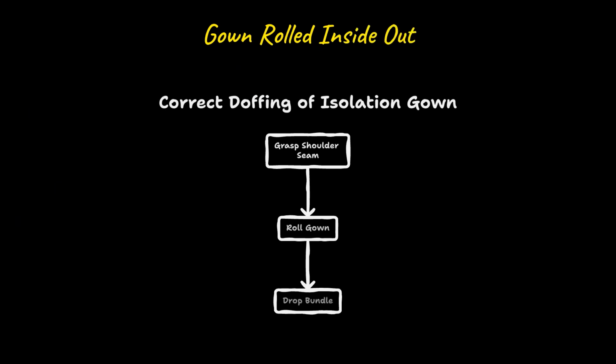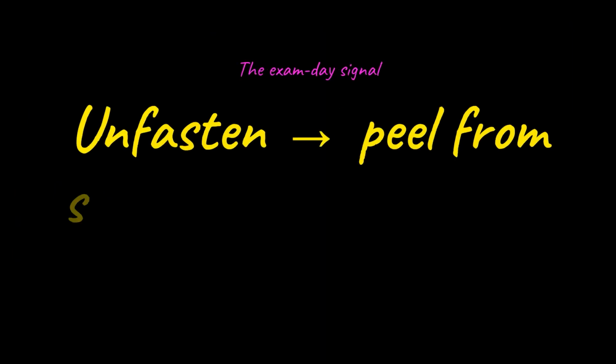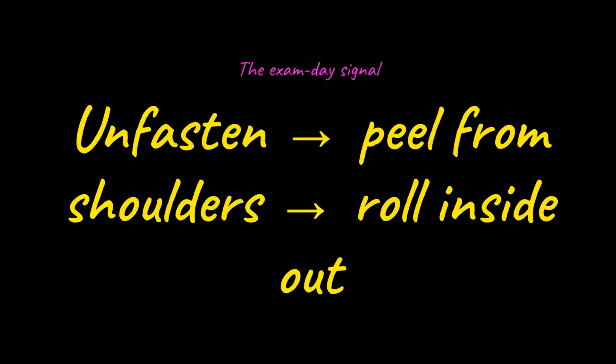As the gown peels forward off the shoulders, the dirty outer surface folds inward and the clean inner surface ends up on the outside of the bundle. The bundle drops directly into a receptacle, never set on another surface, and hand hygiene follows immediately. The key is treating gown removal as a contamination control procedure, not like taking off a regular shirt. Remember, unfasten first, peel from the shoulders, and roll inside out so the dirty side stays balled inside the bundle.